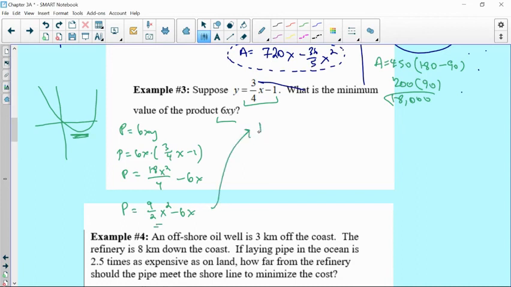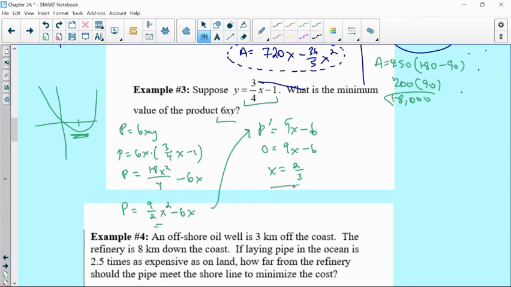And so let's do the derivative. So p prime is equal to 9x, because, right, the 2's cancel, minus 6. Now that's linear. It's never undefined. So we say 0 is equal to 9x minus 6. And we can solve to figure out that x is equal to 2/3. So when x is 2/3, whatever that value is, then we'll get the smallest product.